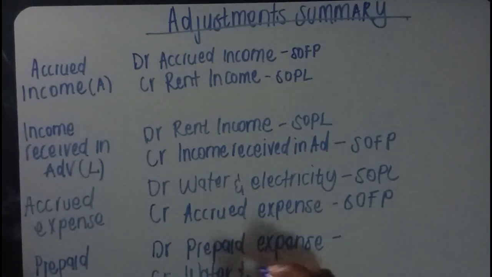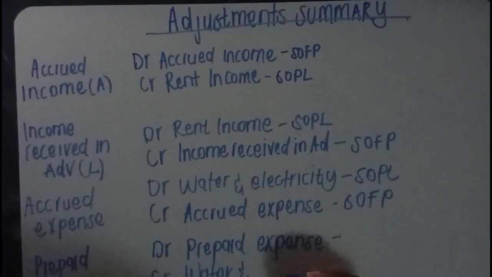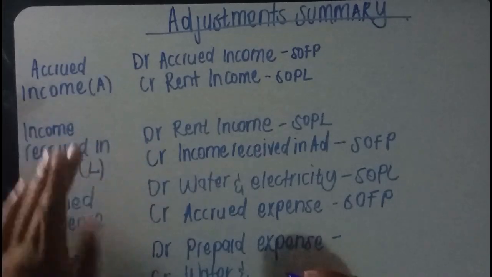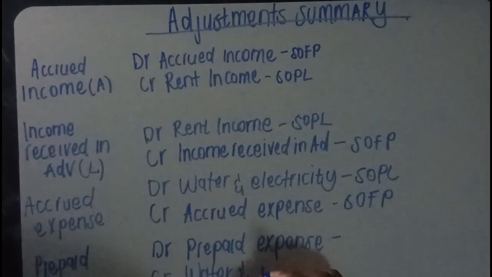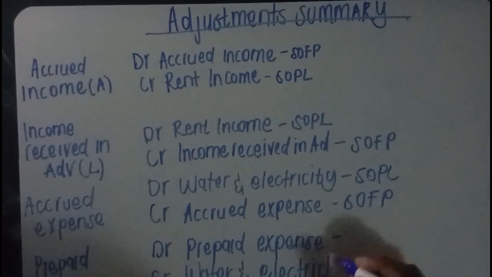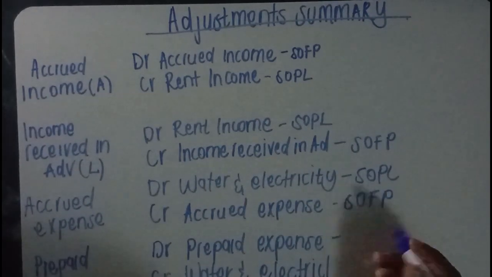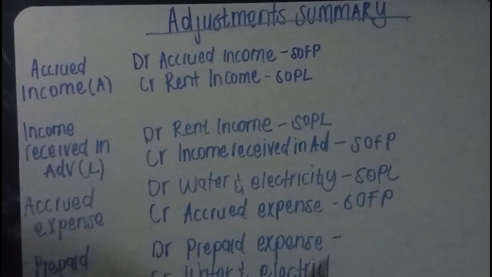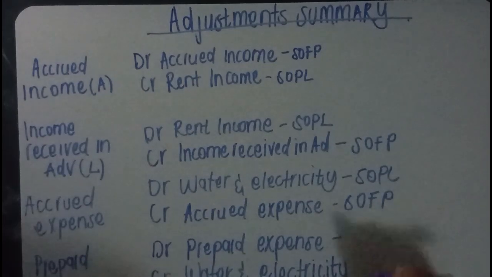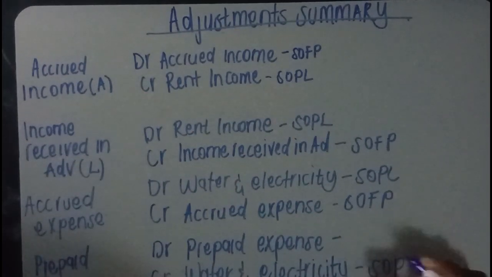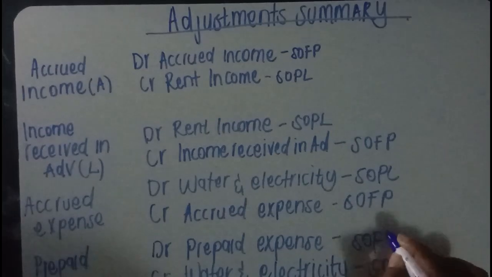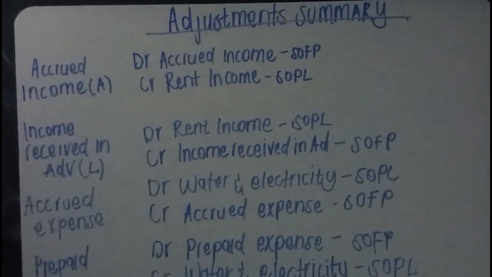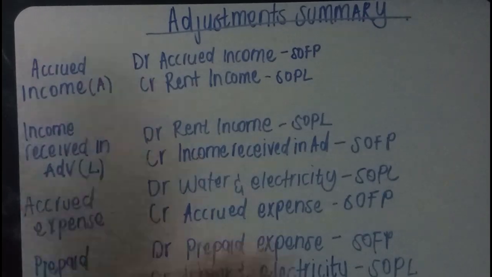So it's not necessarily always water and electricity or rent income, it's your expenses or your incomes that are in relation to the transaction. I'm just writing this in order for you to remember, okay, where am I debiting this big for? Accrued. Something looks wrong here. Water and electricity, statement of profit and loss, and this will be statement of financial position. Yeah. So basically this is the basic of it.